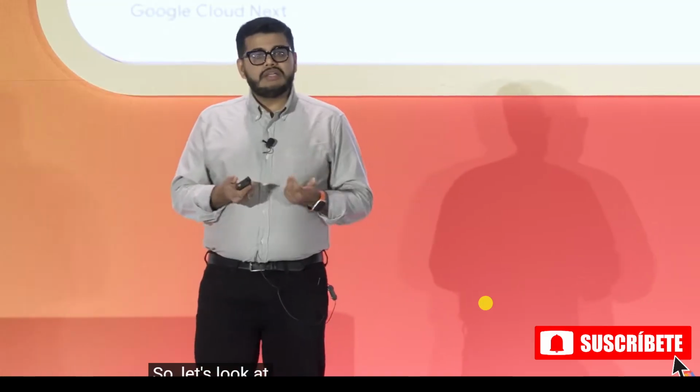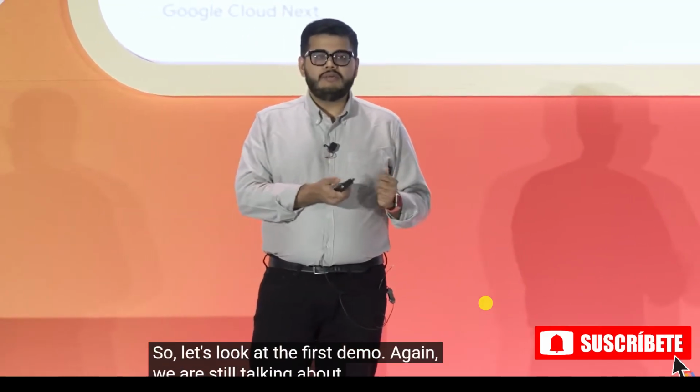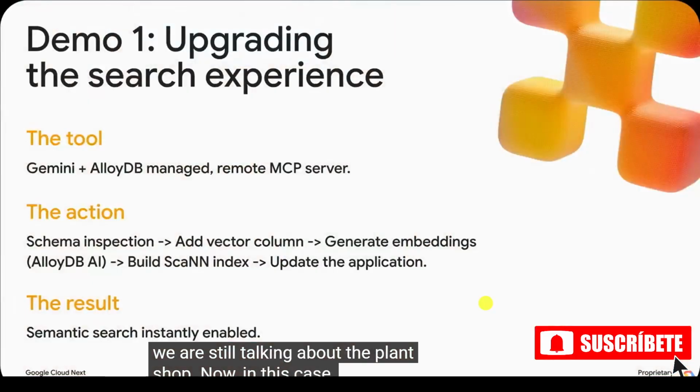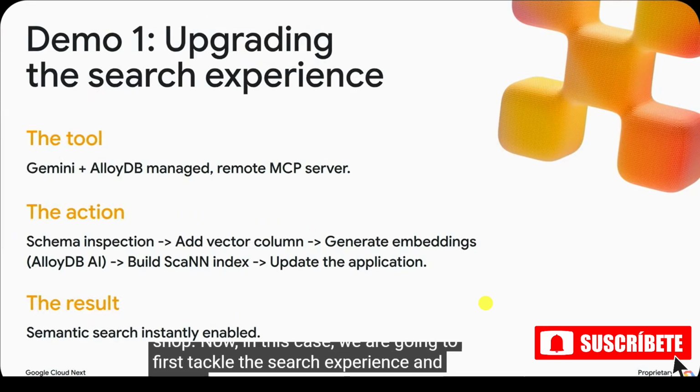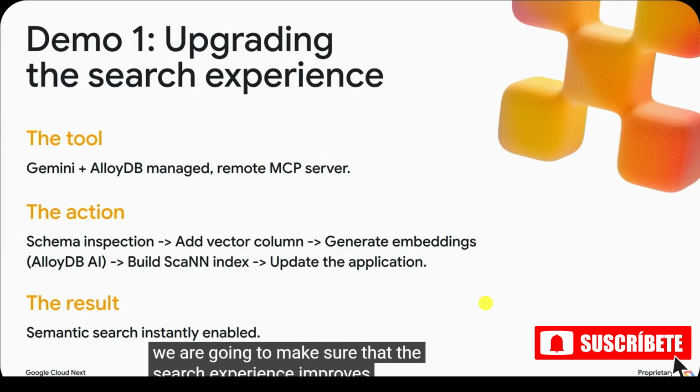So let's look at the first demo. Again, we are still talking about the plant shop. Now, in this case, we are going to first tackle the search experience, and we are going to make sure that the search experience improves in a way that it starts supporting semantic understanding and returns results accordingly. We are going to use Gemini, and we are going to use AlloyDB, our managed Postgres database from Google Cloud.